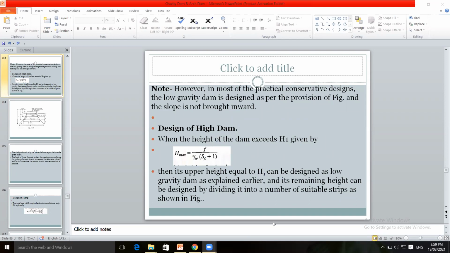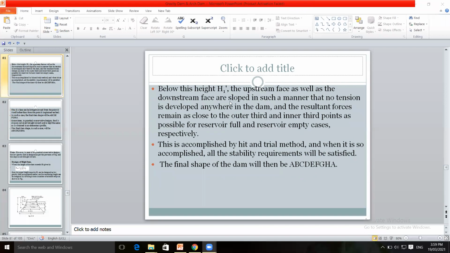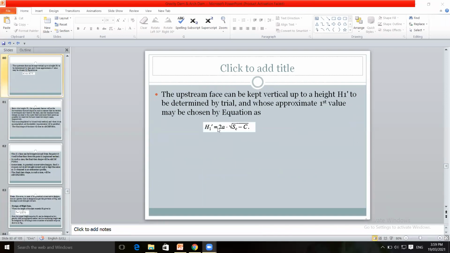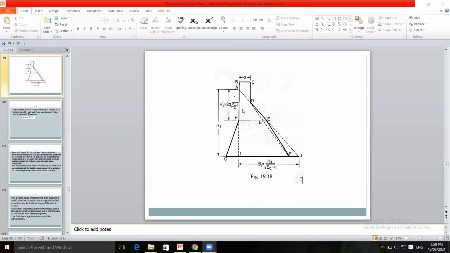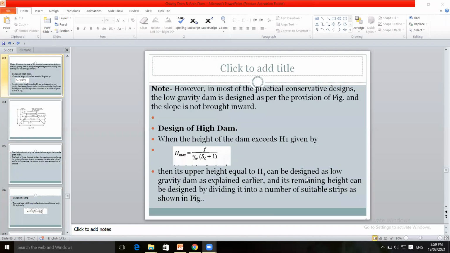So in this case, first of all, the upper height equal to H1, which can be designed as low gravity dam. पहिल्यांदा H1 hash काढायचं आहे. H1 hash which is calculated by 2a into root of SC minus C. H1 hash height of low gravity dam काढायचं आहे. त्यानंतर the remaining height can be designed by dividing it into number of suitable strips.